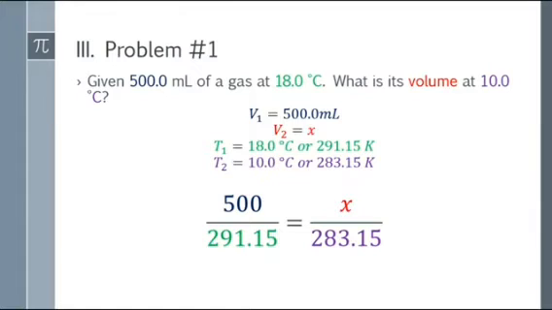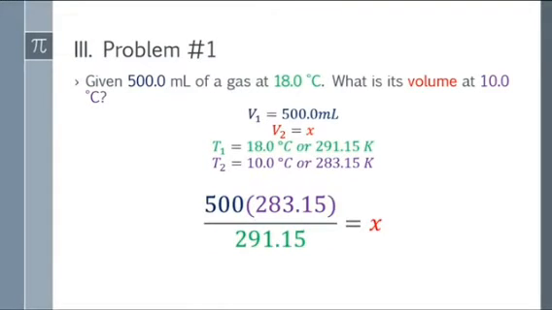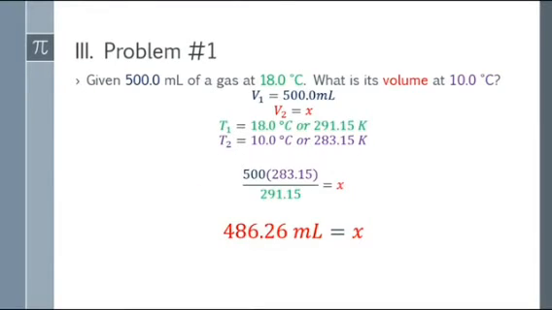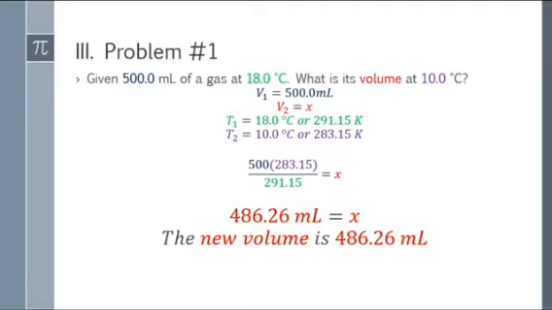Next, pwede nyo siyang i-cross-multiply para mahanap natin yung value ni X. So, multiply mo yung 500 sa 283.15. At yung sagot niyan, divide mo sa 291.15. And you will get the final answer of 486.26. That will be the new volume, the new V2.